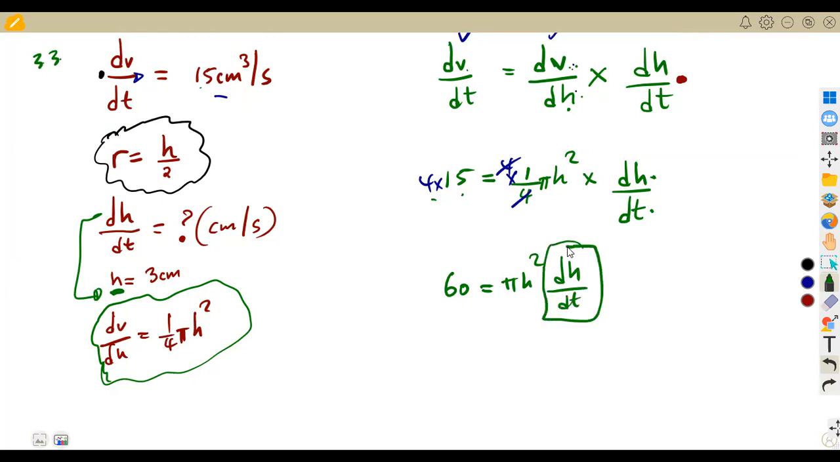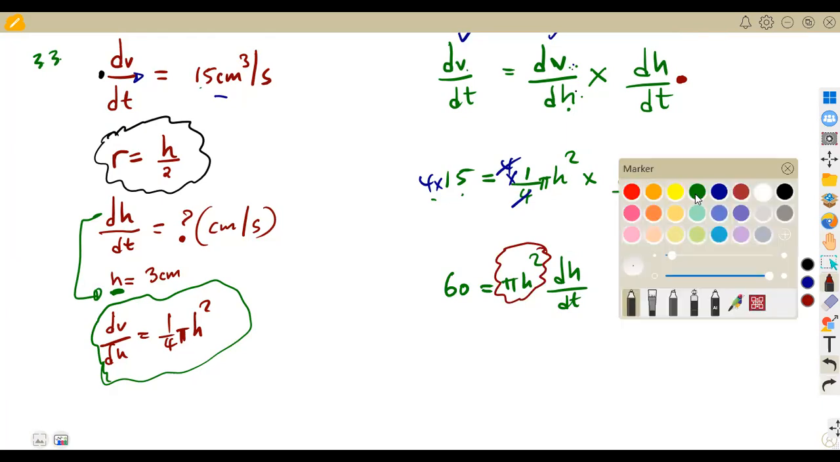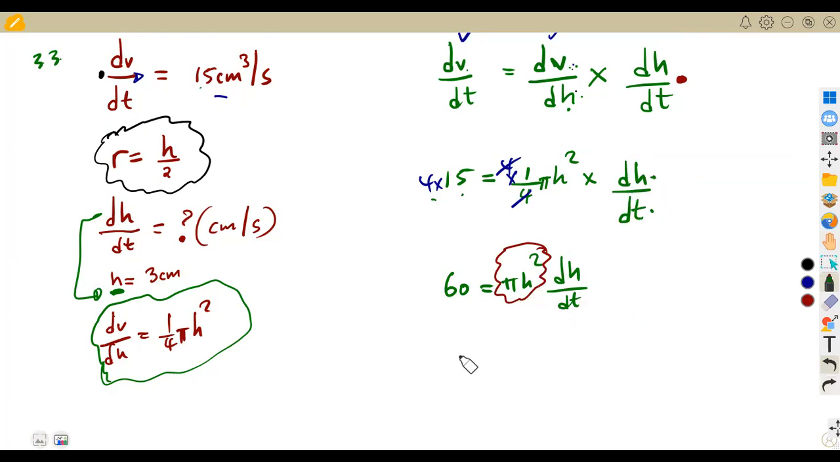Remember, we want to remain with the dh/dt. So what do we do? We divide by what is affecting our dh/dt, which is pi h squared. So the moment we divide by pi h squared, we are going to remain with dh/dt, which is 60 divided by pi h squared. So this is an expression in terms of h for how our height is going to increase for any particular value of h that you'll be given, because h is changing.